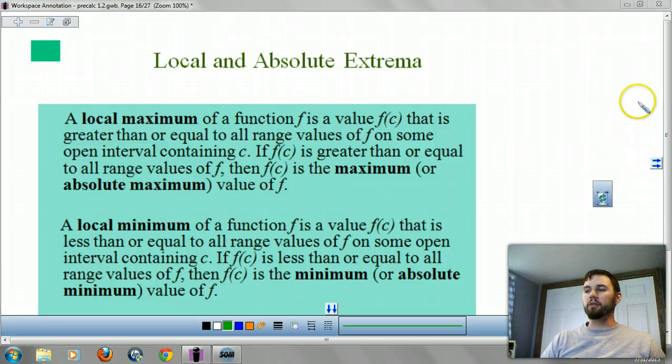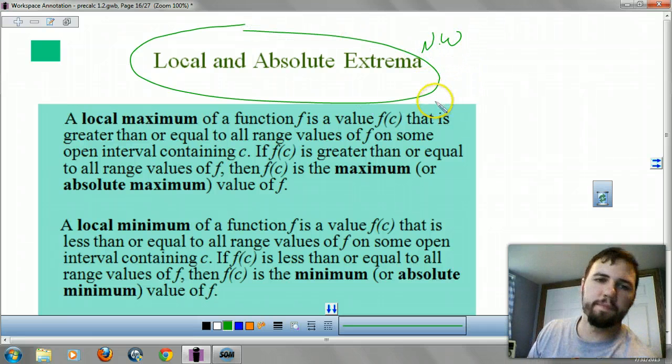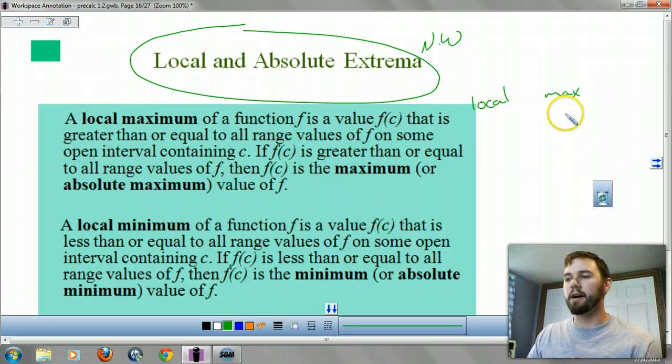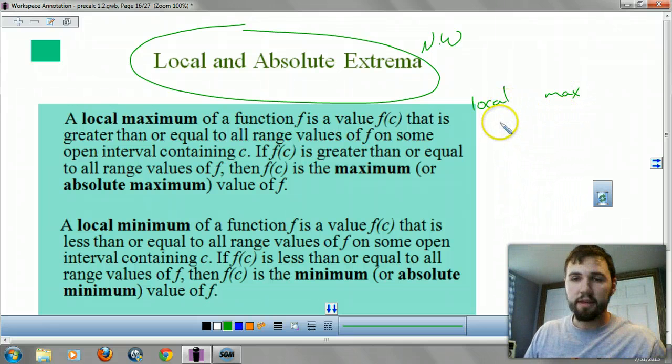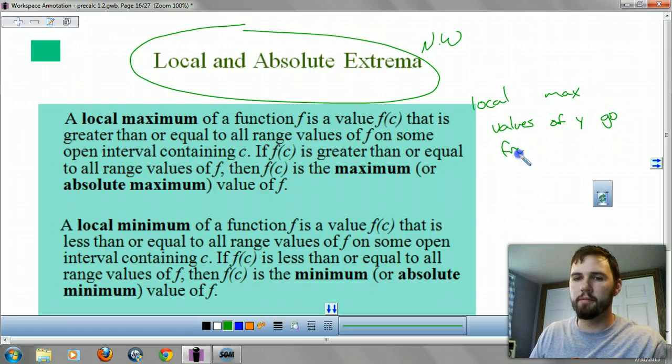Okay, let's talk about local and absolute extrema. This is going to be noteworthy stuff, guys. A local max occurs if your values of y go from increasing to decreasing.